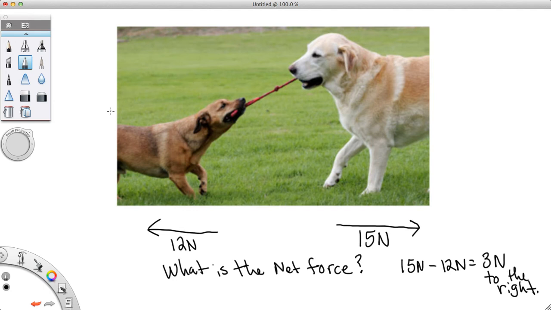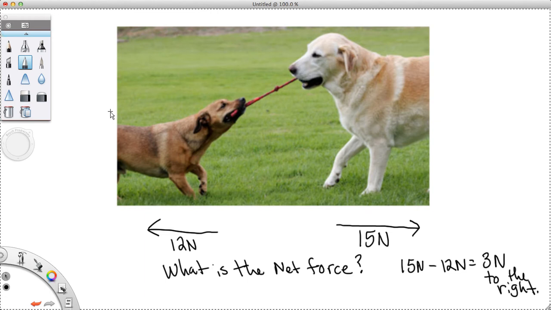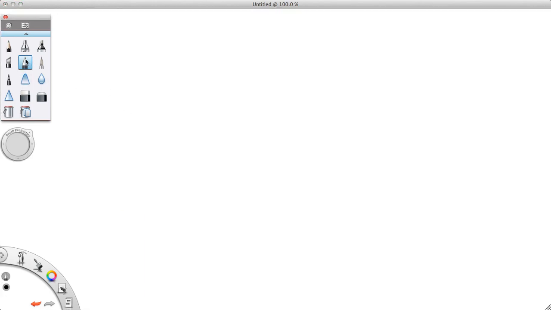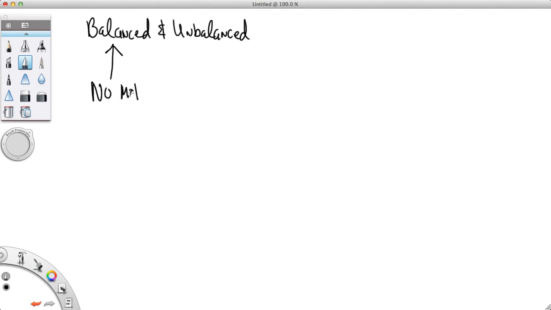Alright, so with net force out of the way, let's move on to talking about two different types of forces. We have balanced and unbalanced. Whenever you have a balanced force, there is no motion. No motion whatsoever with a balanced force.